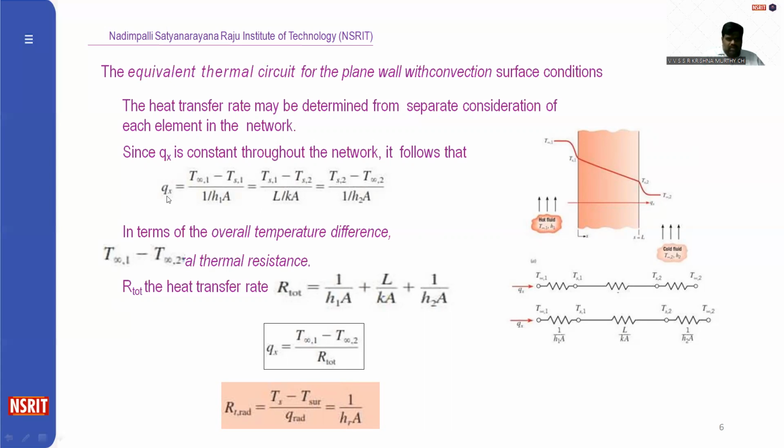So the net heat flux will be, at first, (T1 minus T infinity) by 1 by hA, as it is convection on the left side, and within the body it is conduction, and the third is convection. These three heat transfers will be equal. So the total thermal resistance R total is equal to 1 by h1A plus L by kA plus 1 by h2A. So the total heat transfer will be the inlet minus outlet temperature, T infinity 1 minus T infinity 2, by R total. Okay.